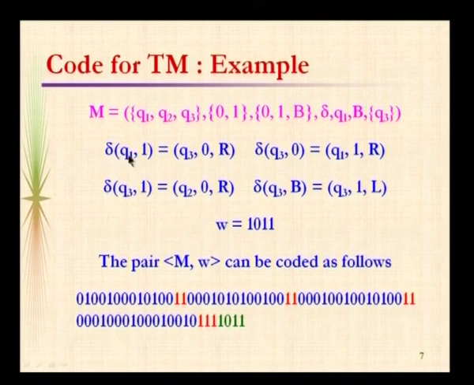The first one is delta of q1 comma 1 is q3 comma 0 comma R, then delta of q3 comma 0 is q1 comma 1 comma R, and finally delta of q3 comma blank is going to be q3 comma 1 comma L. Now we have the tape alphabet, which is nothing but 0, 1 and another one called blank. The tape alphabet is going to be coded in terms of zeros in unary form. The states are also going to be coded in the unary form.